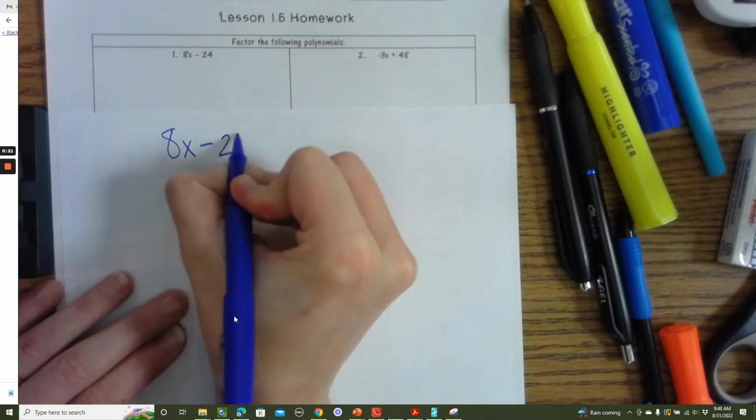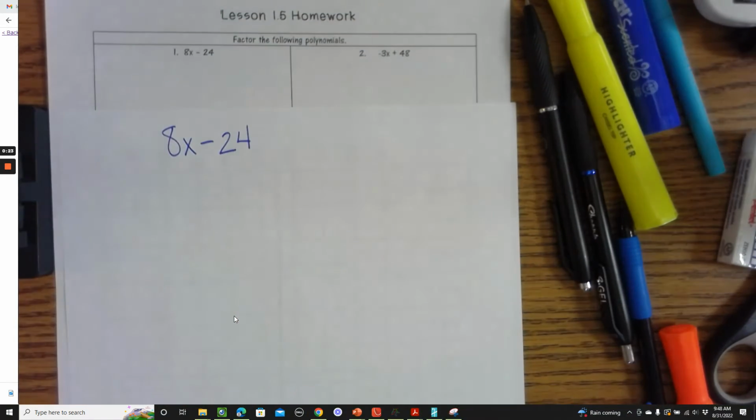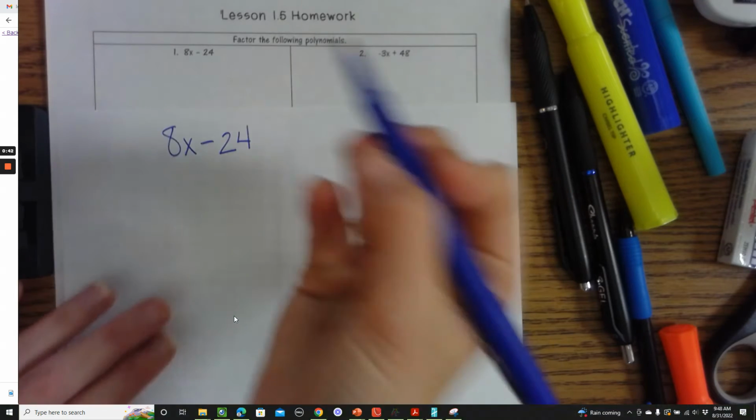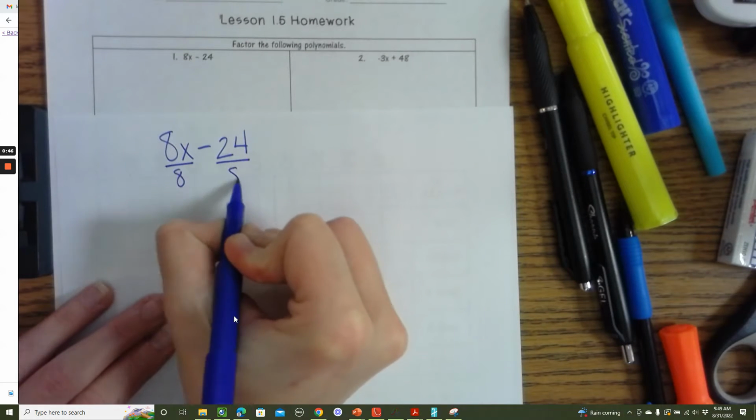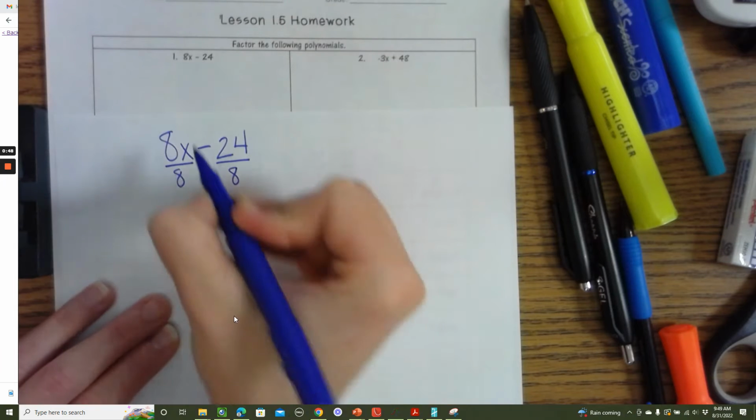8x minus 24. What I'm looking for when it tells me to factor this, I'm looking for a common factor. So what number will go into 8 and 24? 8. So what I'm going to do, I'm going to divide this by 8. I'm going to divide this by 8.